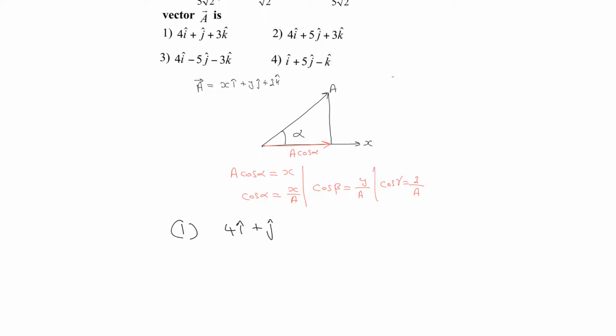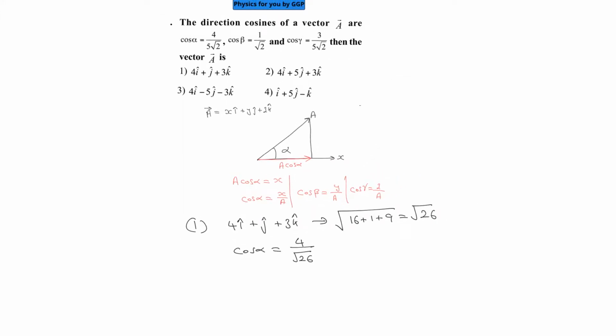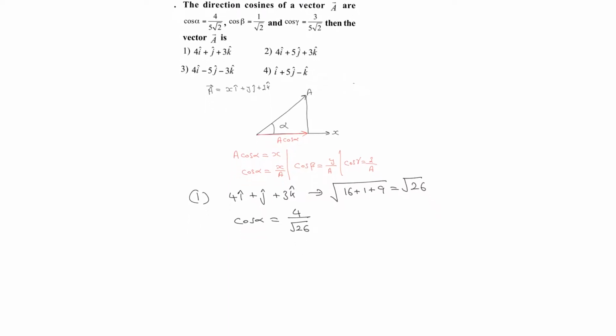Now, for the first vector, given in the first option, which is 4 i cap plus j cap plus 3 k cap, the magnitude will be the square root of 16 plus 1 plus 9, which is root 26. The value of cos alpha for this vector, its x component, is 4 divided by root 26. But according to the given option, cos alpha is 4 by 5 root 2, so this option is not correct.